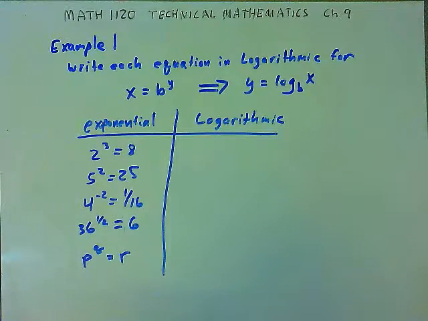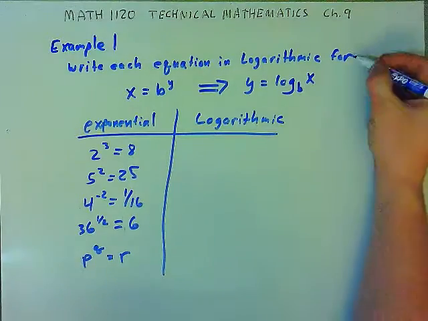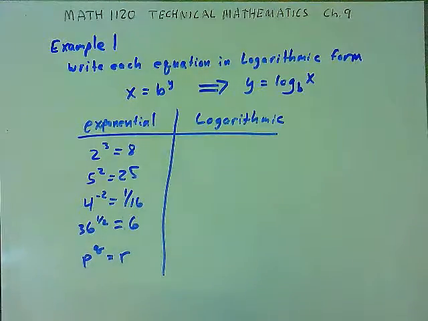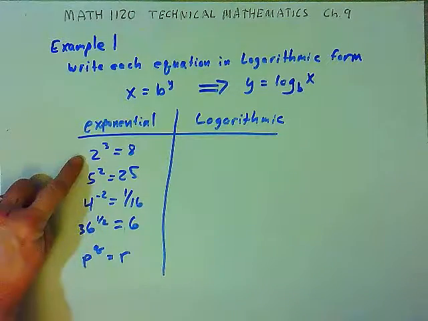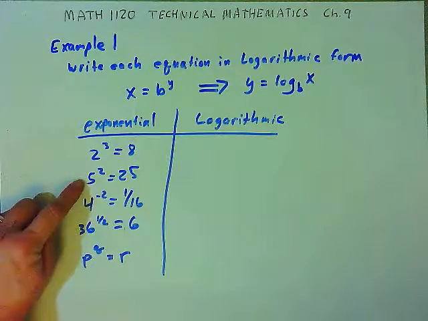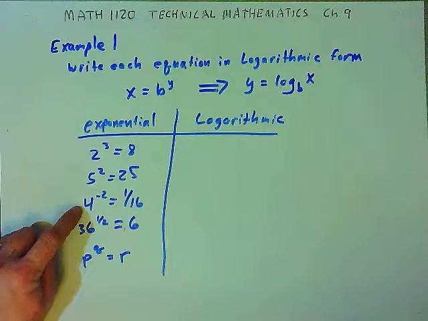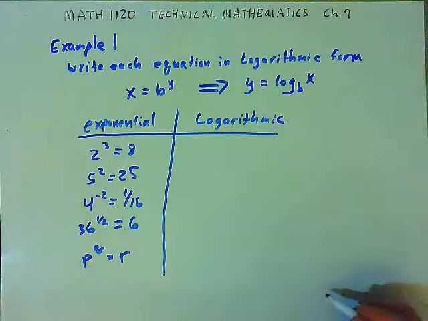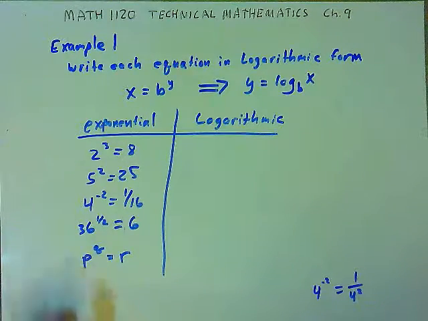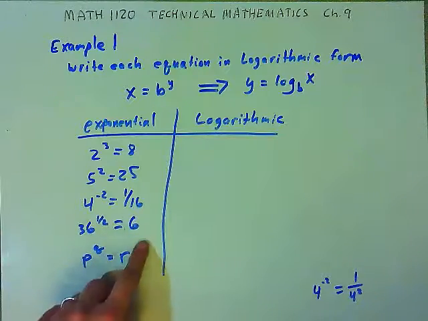This is example 1. It says, write each equation, which is currently in exponential form, into logarithmic form. We've been given these 5 equations in exponential form. We can agree that 2 to the third power is 8. 5 squared is 25. Hopefully we can agree that 4 to the negative second is 1/16. Remember that 4 to the negative second is the same thing as 1 divided by 4 squared, which is 1/16. 36 to the 1/2 power is the same thing as the square root of 36, which is 6.